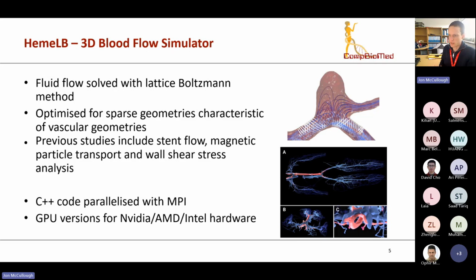From a technical point of view, the original CPU version is a C++ code that has been parallelized with MPI. And subsequently, GPU versions have been developed based on this framework for use with NVIDIA, AMD, and Intel flavored GPU hardware.